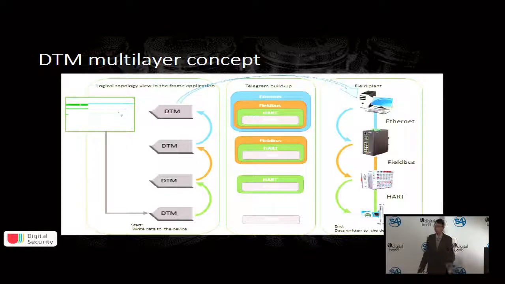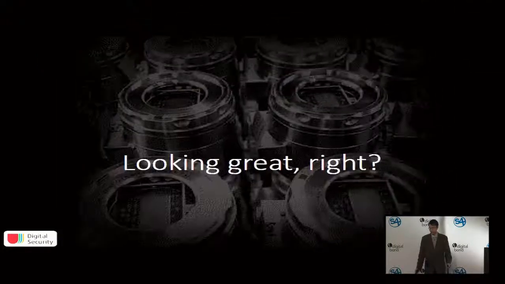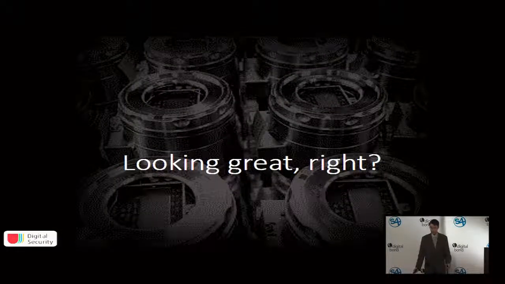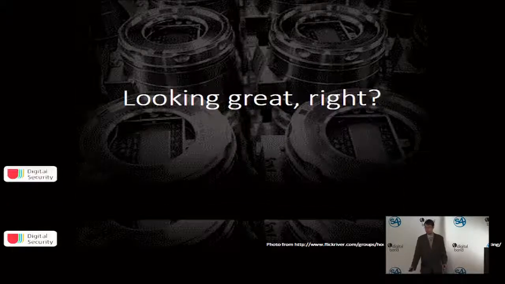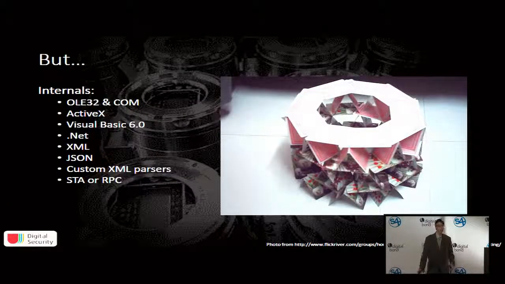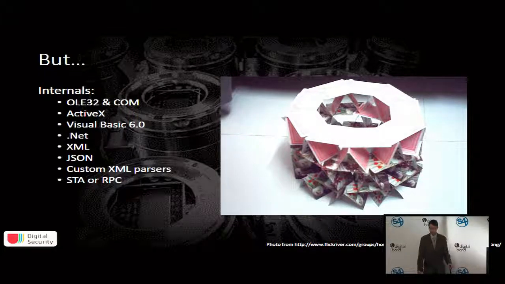If you read the FDT Group site, you will find many, many great things about DTM. But in fact, if you dig deeper, you will find that this specification is like a cat house. The internals are a bit messy, I think. The Component Object Model, Visual Basic, .NET, ActiveX, XML, custom XML parsers, different thread models, JSON, and other things.